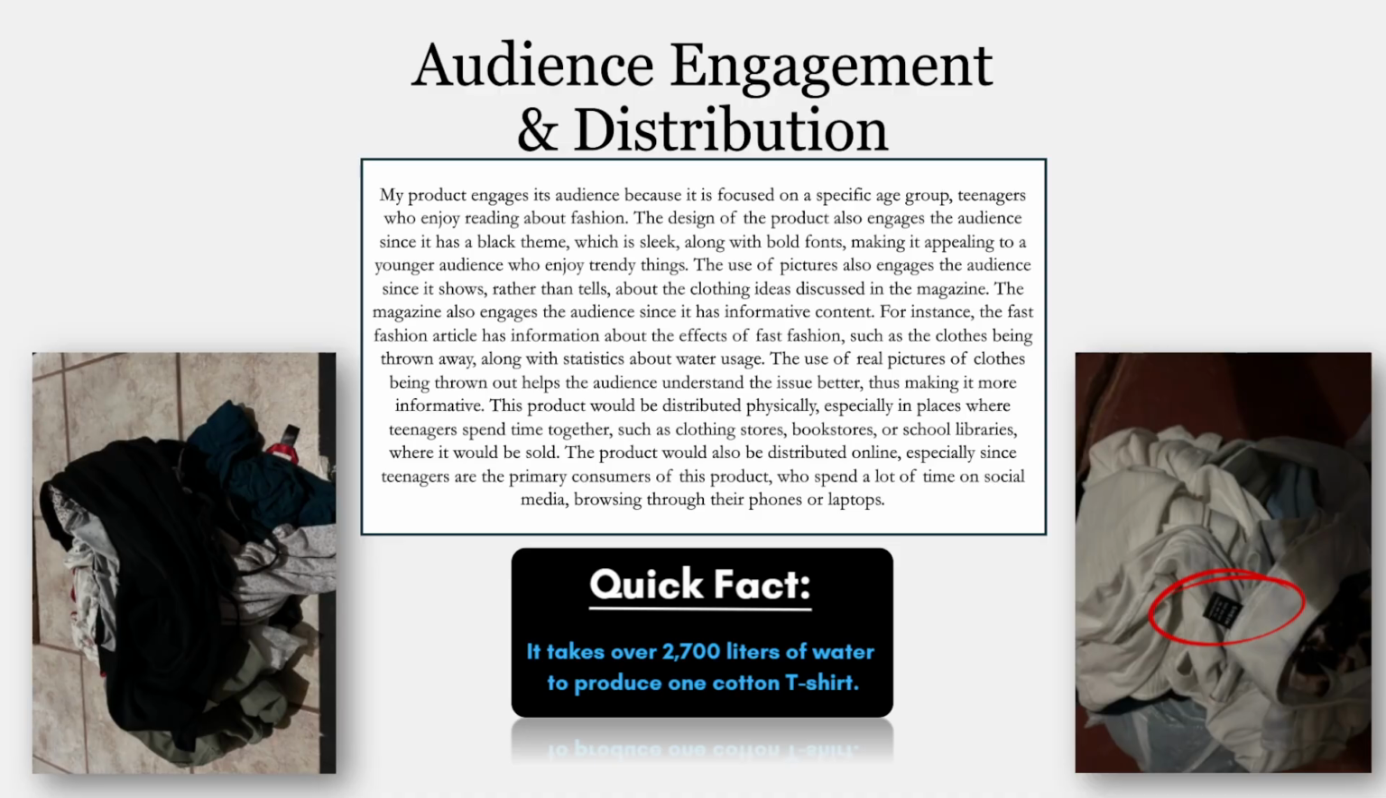thus making it more informative. This product would be distributed physically, especially in places where teenagers spend time together, such as a clothing store, bookstores, or school libraries, where it would be sold. The product would also be distributed online, especially since teenagers are primary consumers of this product, who spend a lot of time on social media, browsing through their phones and or laptops.